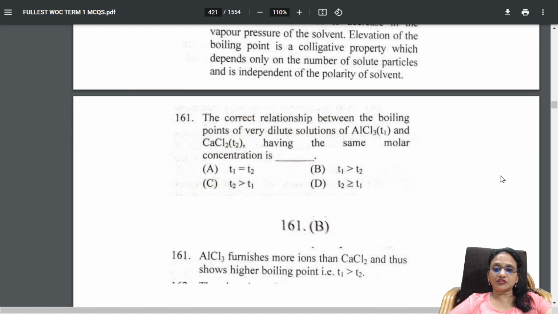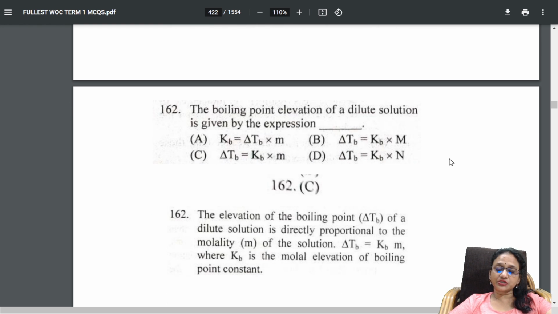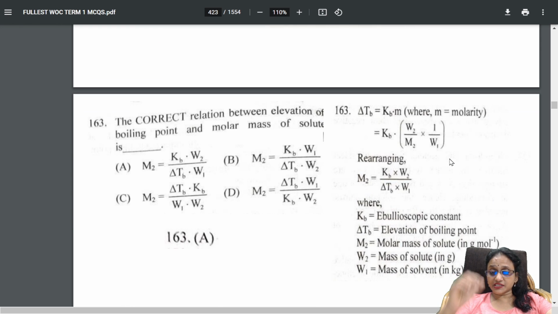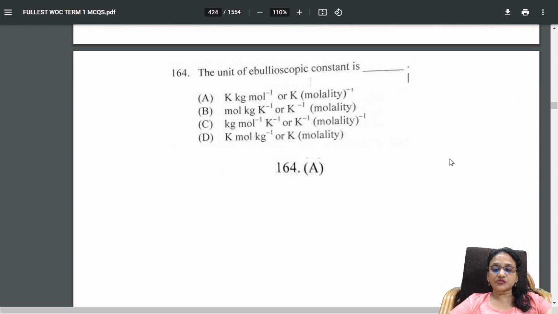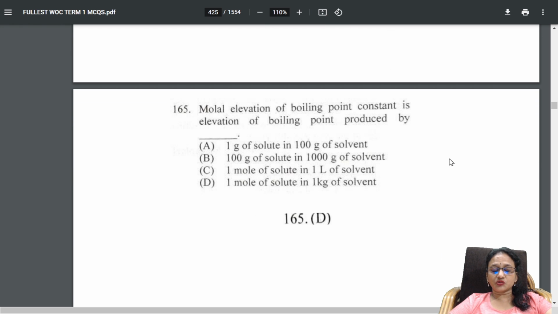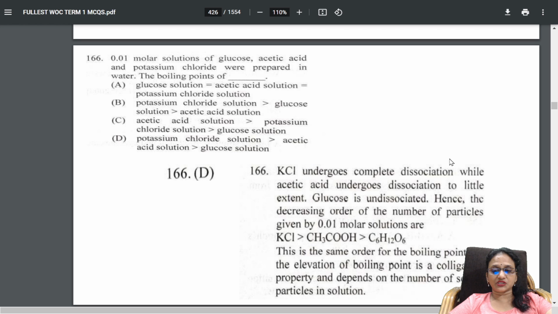This is a question based on a very dilute solution. So based on the ions, how is the concentration? This is your elevation of boiling point question based on your formula. Next comes one more elevation of boiling point question. Units for your elevation of boiling point. So molar elevation constant of boiling point, what is it? Every concept is made into a question.